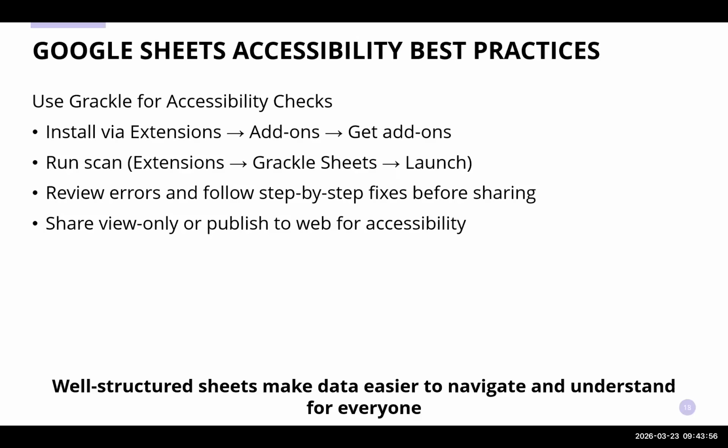Now, while most of our focus has been on Excel, many of you must be using Google Sheets as well. So it is very important to know how to make them accessible too. All the concepts that we've discussed until now definitely apply to Google Sheets too, except the Accessibility Checker tool. So one of the best tools for Google Sheets is Grackle for accessibility. Now, it is an add-on that can scan your Google Sheet the same way that Accessibility Checker does in Excel and identifies accessibility issues.